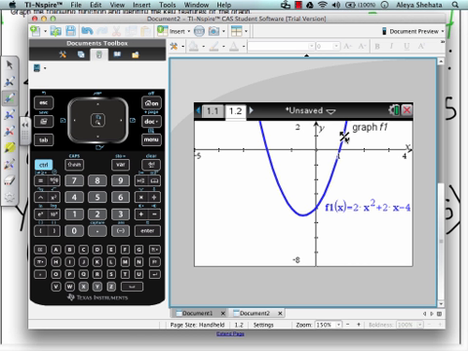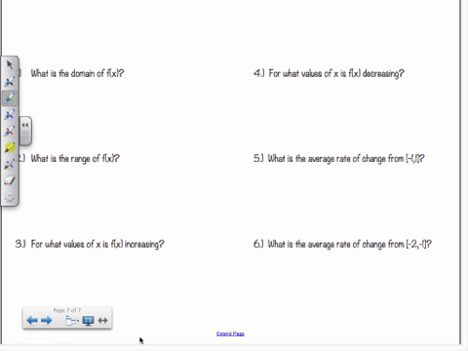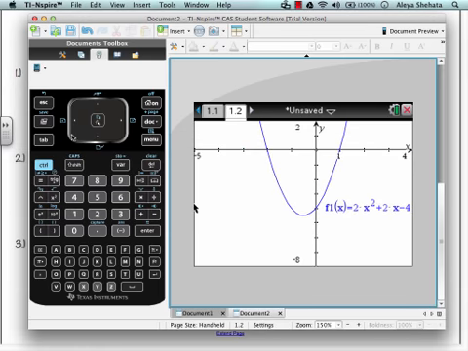So the next thing that I'm going to do is I'm going to use this information to answer some questions for myself. So the first question that's being asked of us is, what is the domain of f of x? So the domain is all the x values that work. All right. So if I were to look at my graph, I'm going to see what x values work.